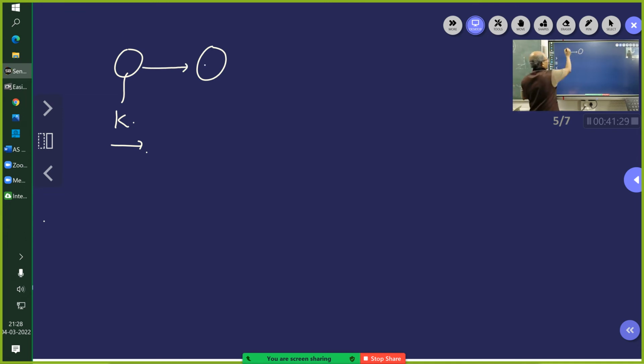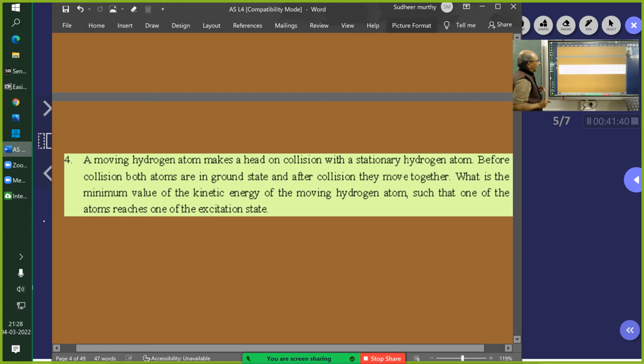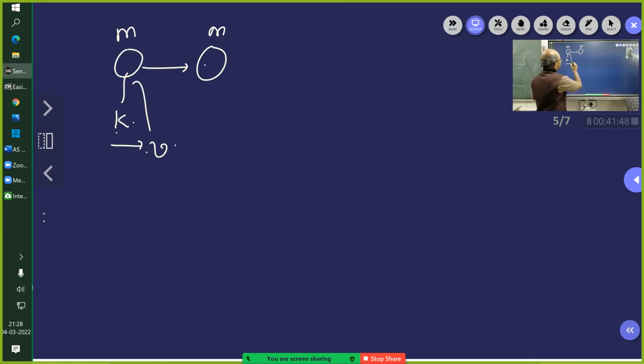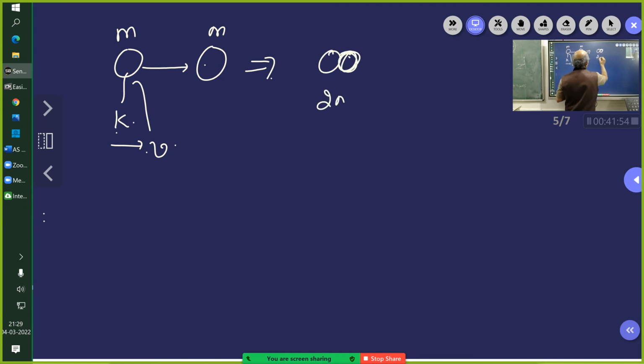Now this mass is m, this mass is m, the mass of the atom, and its velocity is v. Its kinetic energy is K. This is going to go and collide. And then what they have told is, after collision, they move together. So these two will start moving together, and the mass becomes 2m. Hello friends, are you with me?